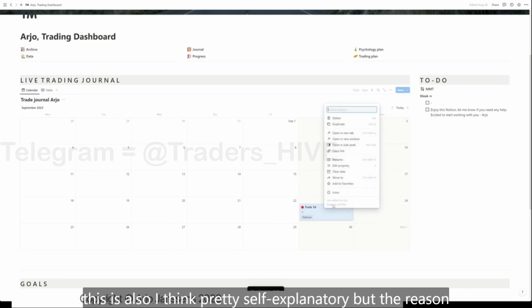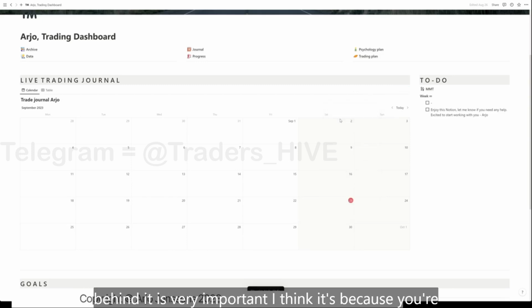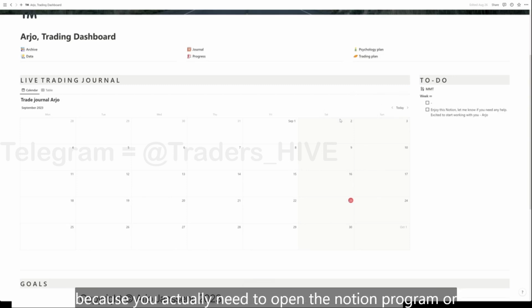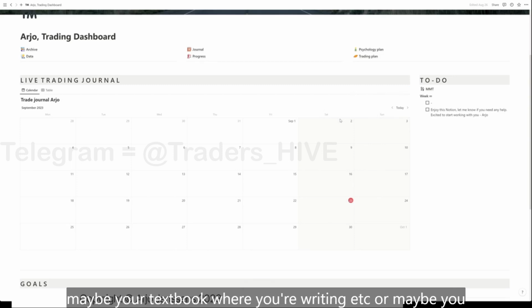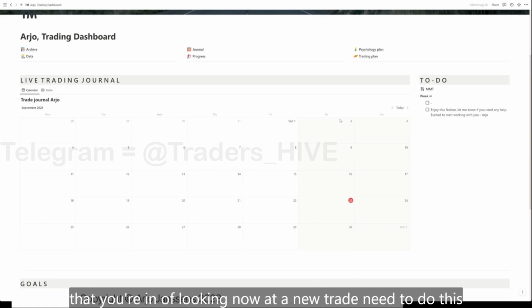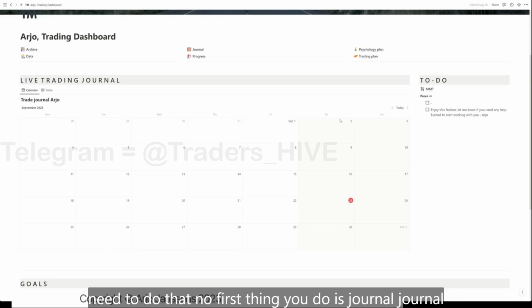This is also, I think, pretty self-explanatory, but the reason behind it is very important. You're breaking that cycle of looking for another trade opportunity, because you actually need to open the Notion program, or maybe your textbook where you're writing, or maybe start a recording and start your journal recording. It breaks that trading cycle you're in of looking at a new trade, needing to do this, needing to do that. No, the first thing you do is journal, journal, journal. That is the first thing you want to do.